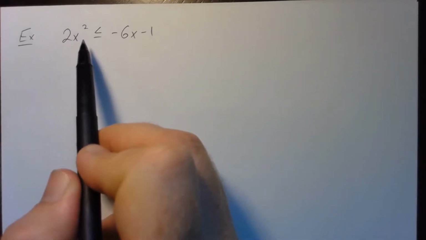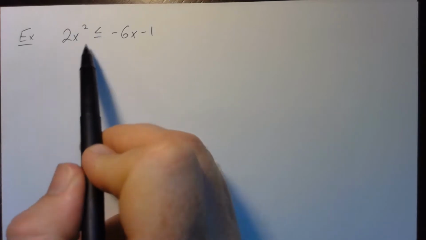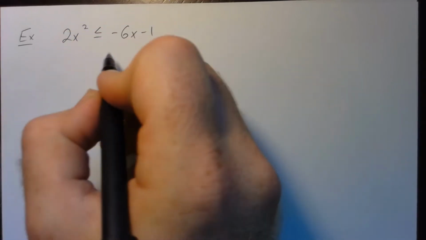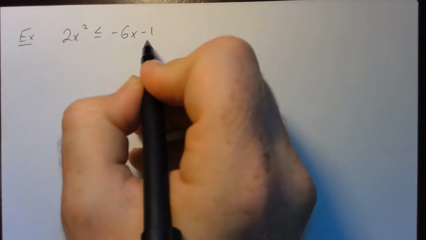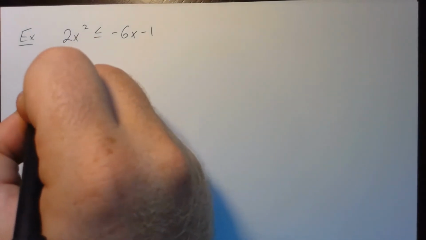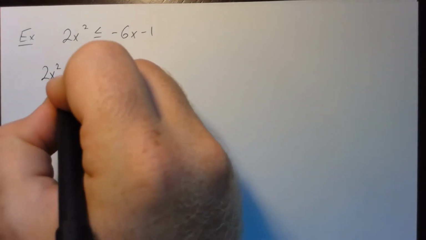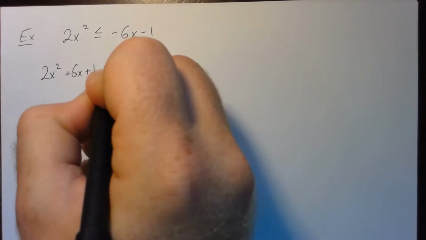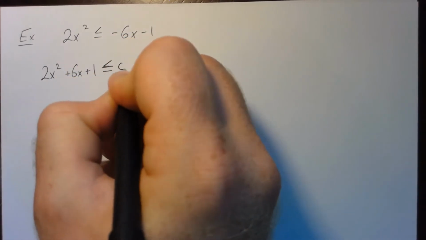As long as it's positive, we're going to go ahead and keep all the things with that term on that side. So in this case, I'm going to add the 6x over to the other side. I'm going to add the 1 to the other side, giving me something along the lines of 2x squared plus 6x plus 1 is again less than or equal to 0.